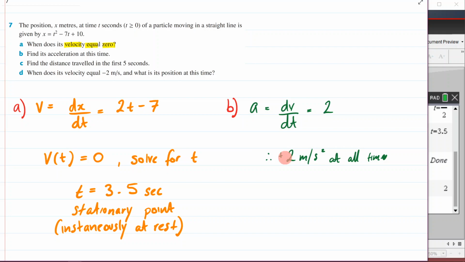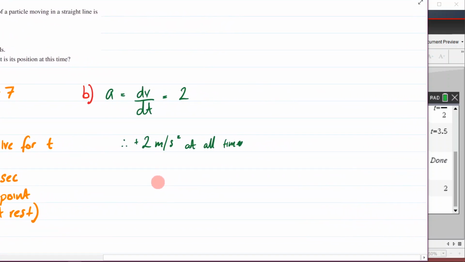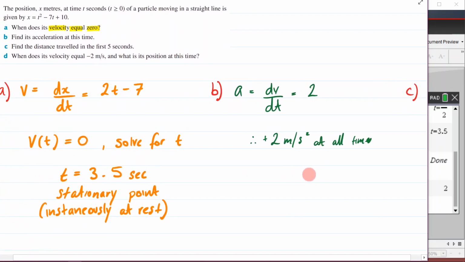All right, let's keep on moving now. So I found its acceleration at this time. I now need to find the distance traveled in the first 5 seconds. So let's go to C, where we're finding the distance in the first 5 seconds.